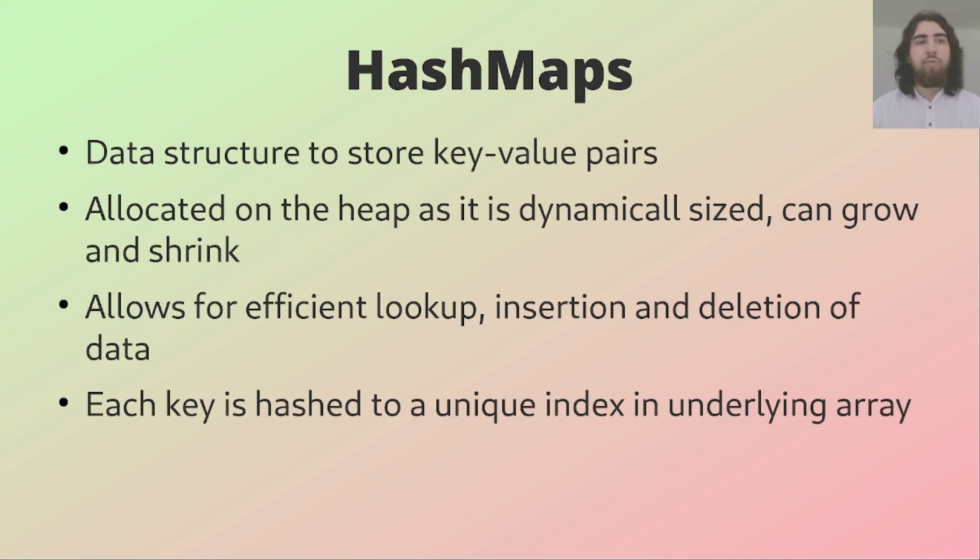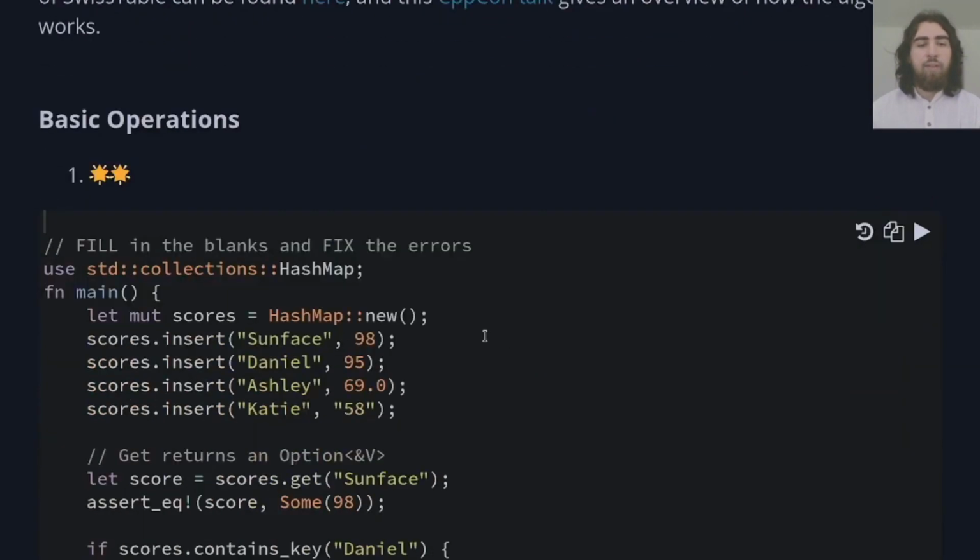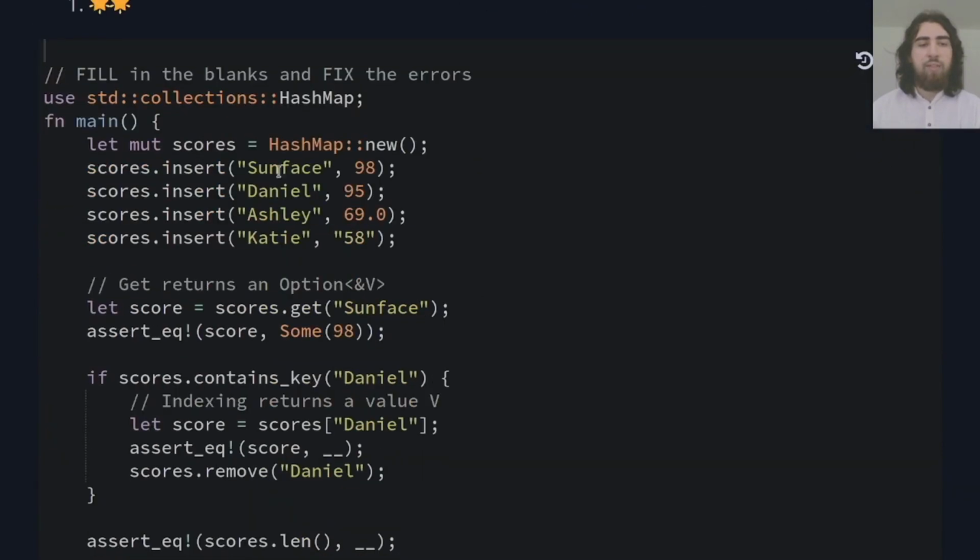Each key is hashed to a unique index in the underlying array. So where vectors store values by an integer index, hash maps store values by key. It is a hash map implemented with quadratic probing and SIMD lookup. By default, a hash map uses a hashing algorithm selected to provide resistance against hash DOS attacks. So over here we find some information about the used algorithm for the hash maps. But let's dive into the exercises.